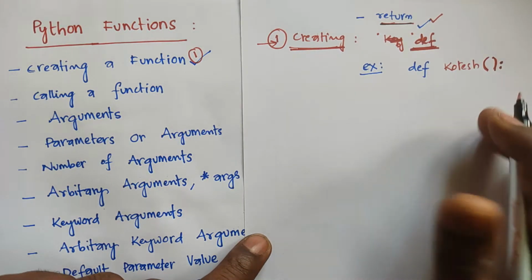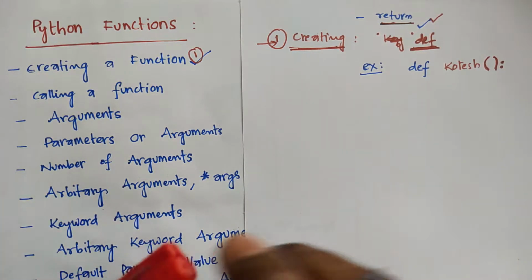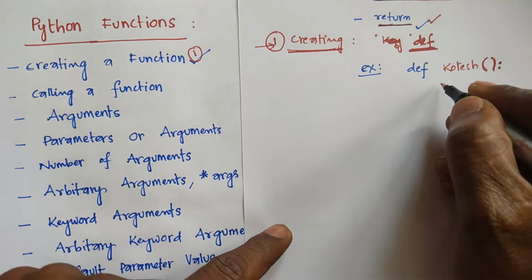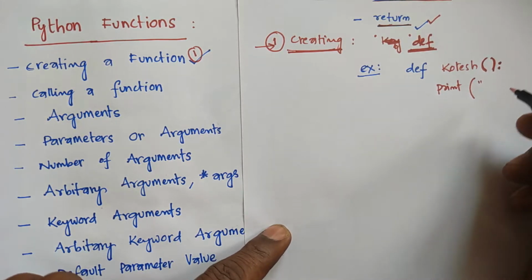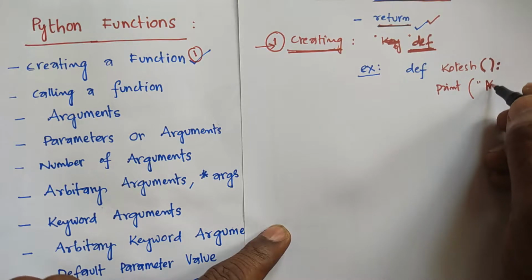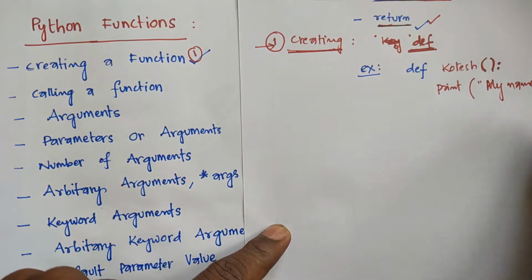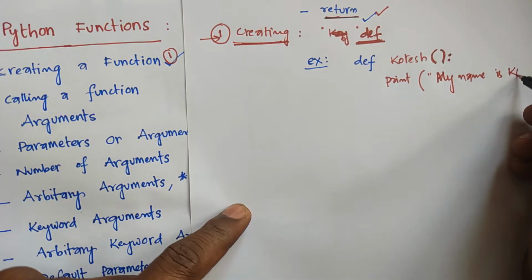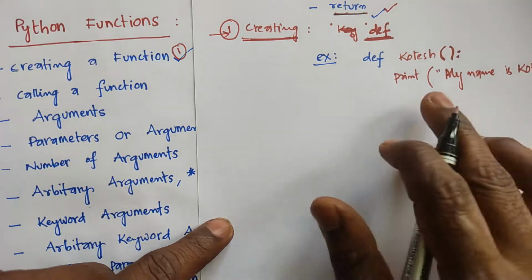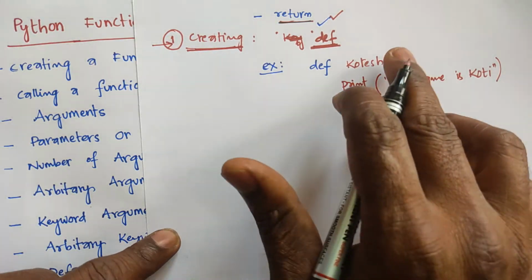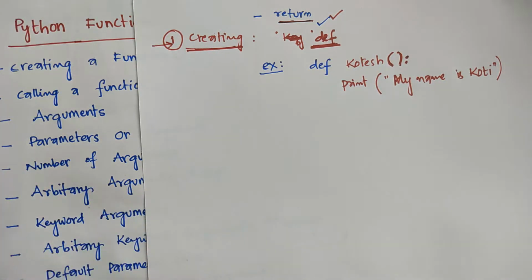Then after that I am writing print, my name is Kotesh. My name is Koti. So this is the actual response of this function, and this is actually creating a function.